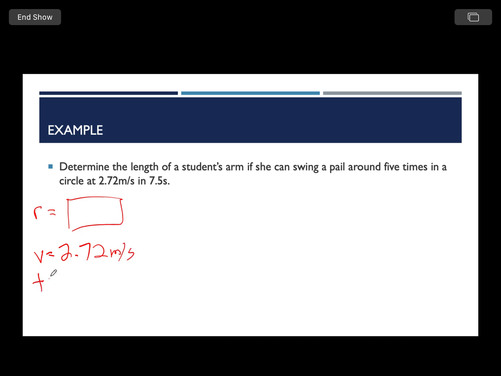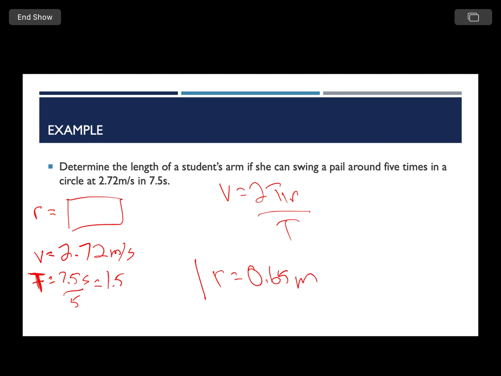And we've got a time here. In those 5 times around the circle in 7.5 seconds, if I divide that by 5, I'm going to get 1.5 seconds. That's going to be my period. So I should change that to a capital T. Okay. So we just use the same formula. V is equal to 2 pi r divided by the period. So I'm just going to put some numbers in and do some algebra. Feel free to pause and do that. All right, so if you do that, you should get a radius of about 0.65 meters. Now keep in mind that pi is a number, and I just used the pi function in my calculator.